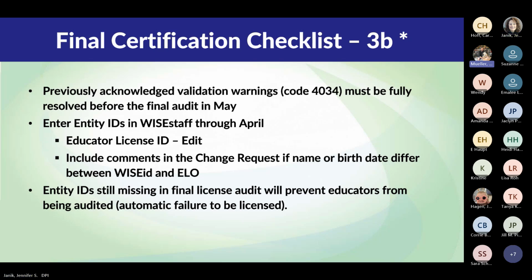So if there are any remaining missing entity IDs at the time of the final audit, those staff will not be audited, which may lead to some of those consequences we covered on the previous slide. If you need to merge entity IDs, you'll need to reach out to the licensing team. This is different than a standard help ticket and will be covered further in this session. And then on to Jennifer for a demo.